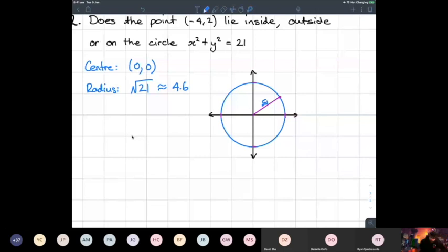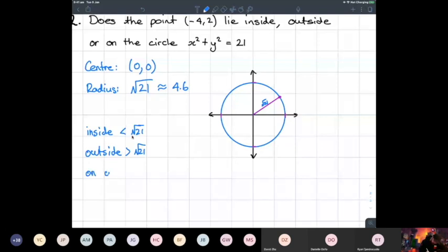So inside would be less than the square root of 21. Outside, the distance will be greater than the square root of 21. And on the circle is going to equal the square root of 21.